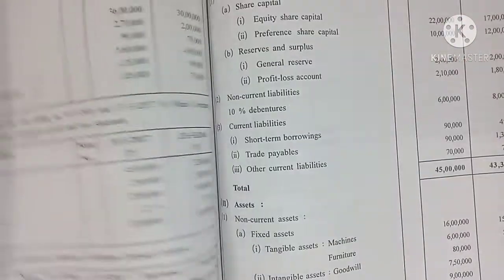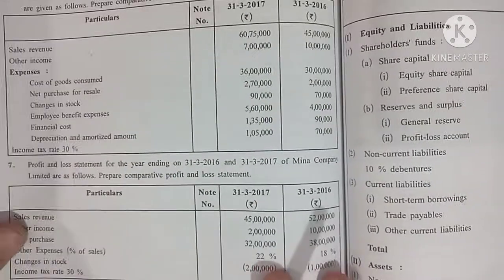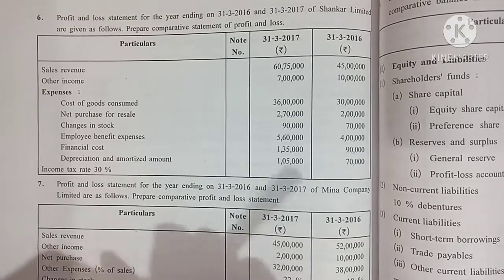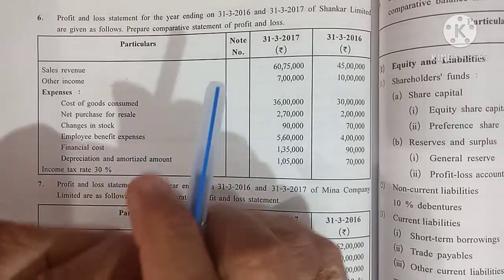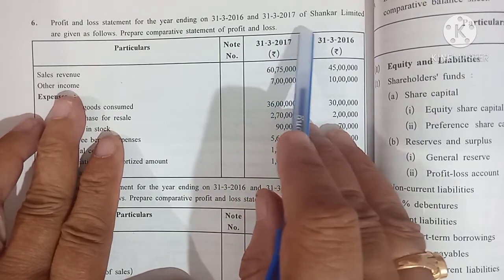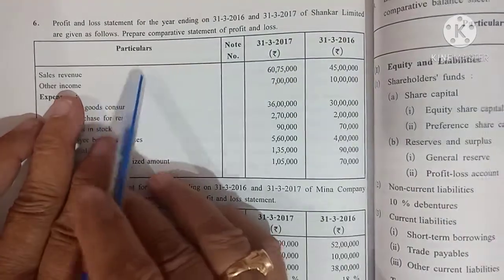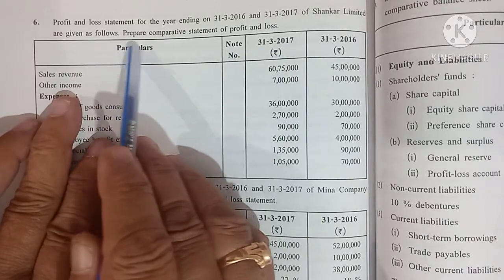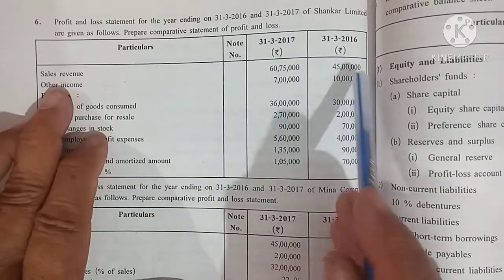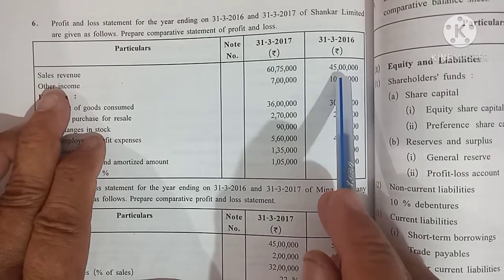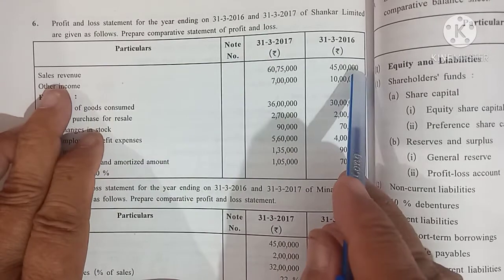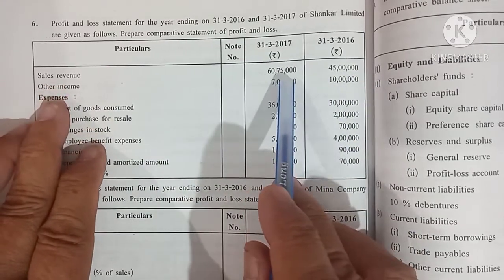Page number 204, question number 6. Profit and loss statements for the years ending 31st March 2016 and 31st March 2017 of Shankar Limited are given as follows. Prepare the comparative statement of profit and loss. Sales revenue 45 lakhs, I will read 16 first, then 17. Sales revenue 45 lakhs, 60 lakhs 75,000.